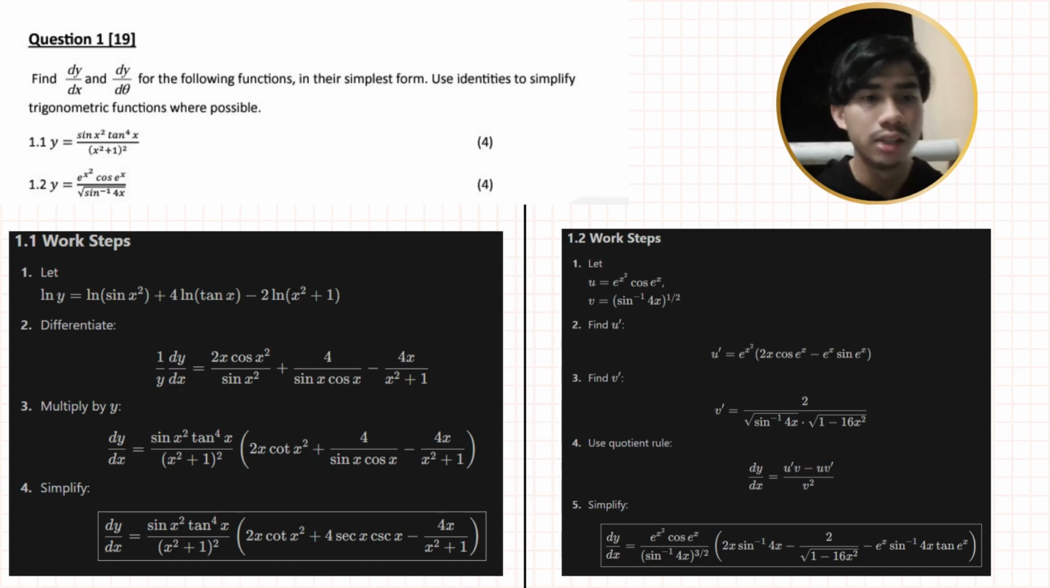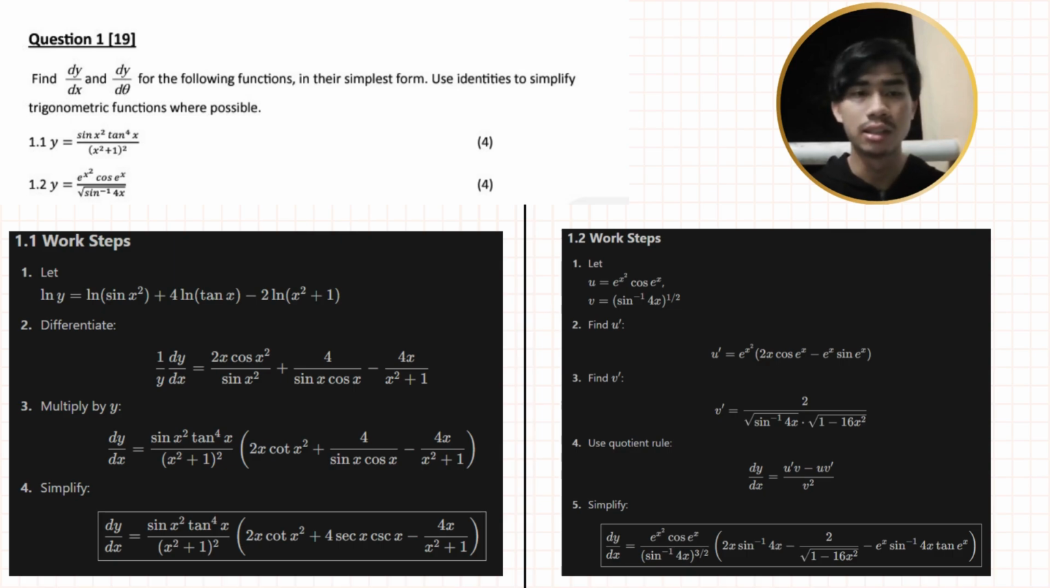So after we simplify, we get this as our answer, which is dy/dx equals sin x to the power of 2 tan to the power of 4x over x to the power of 2 plus 1, to the power of 2, and then open bracket 2x cot x to the power of 2 plus 4 sec x cosec x minus 4x over x to the power of 2 plus 1, then we close the bracket.